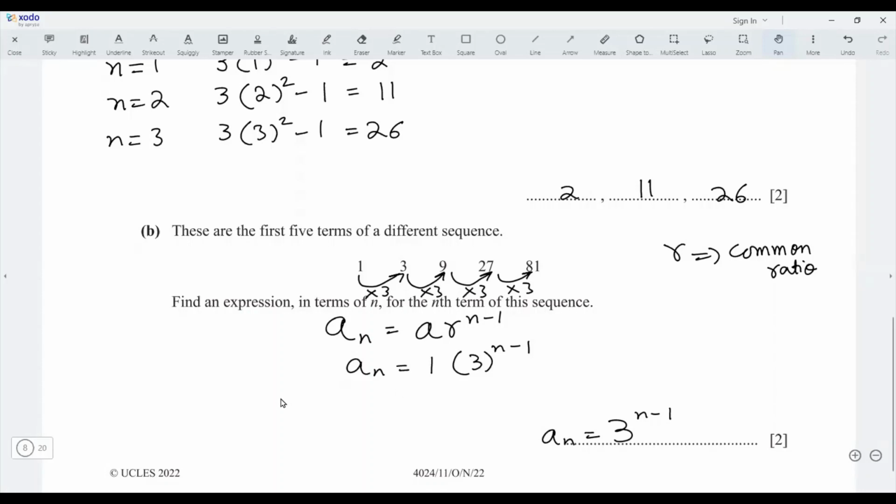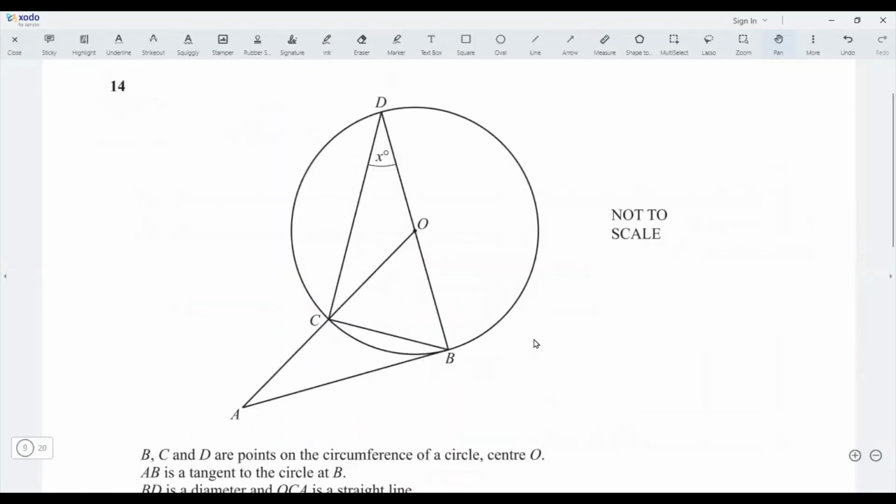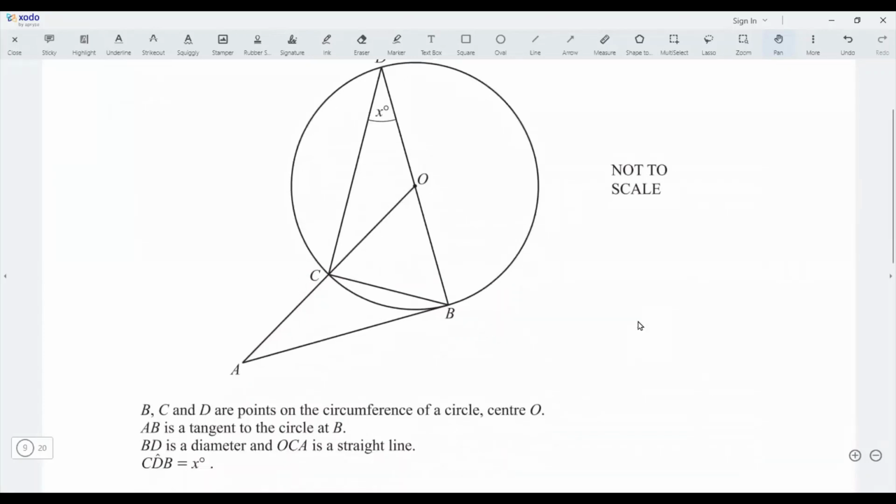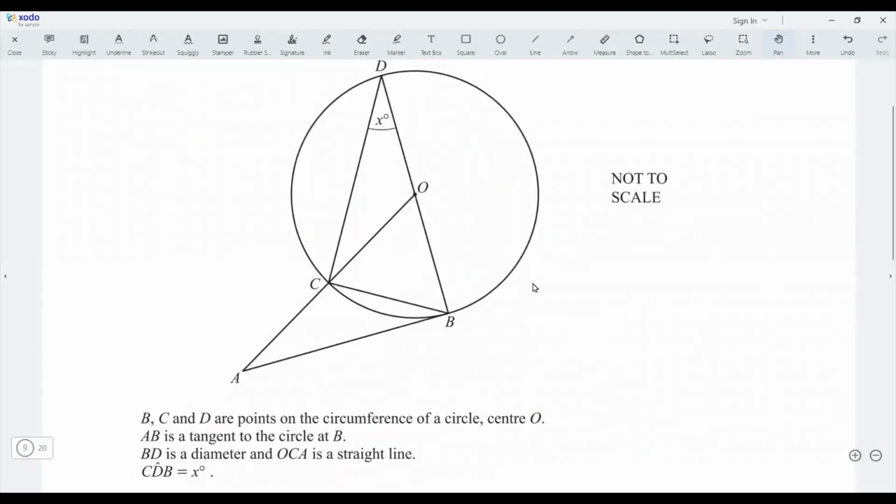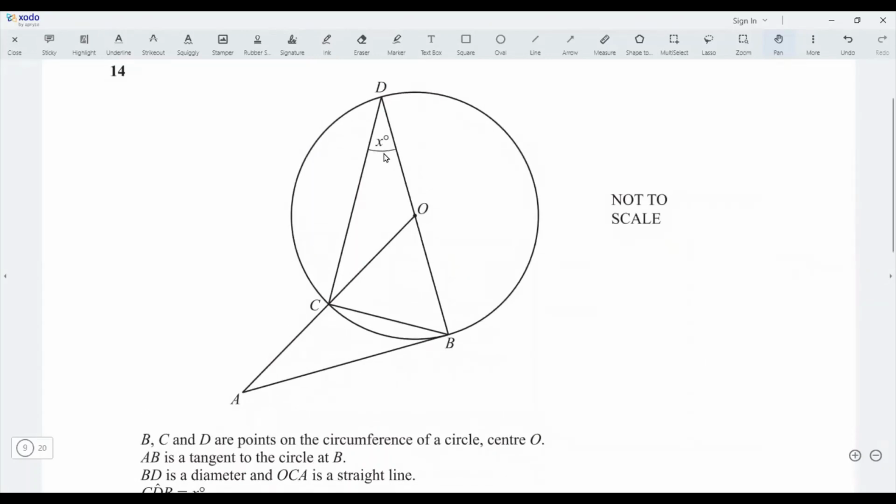So going to the next question. In the next question, it is basically about the geometric properties of a circle. They're saying that CDB is basically x. It is given here, and the angle is being made with one radius and one chord here.